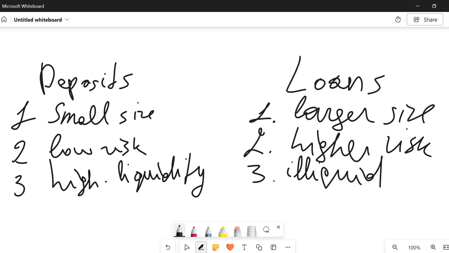But banks collect funds from savers in the form of small size deposits and repackage them into larger size loans. I think that you understand this case.